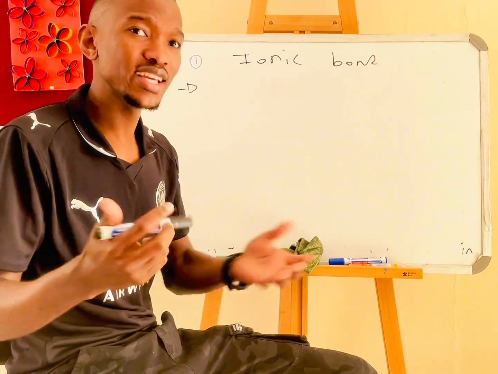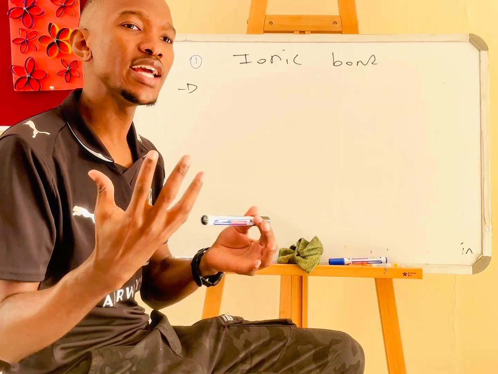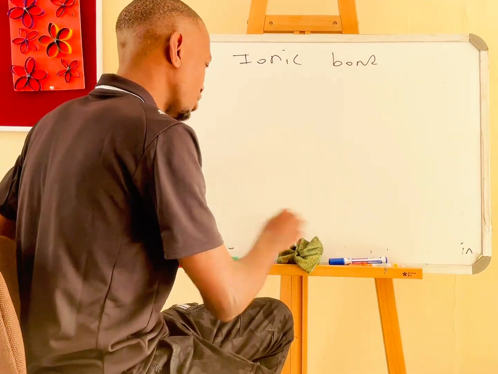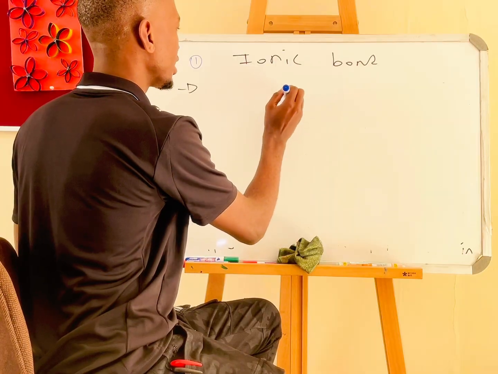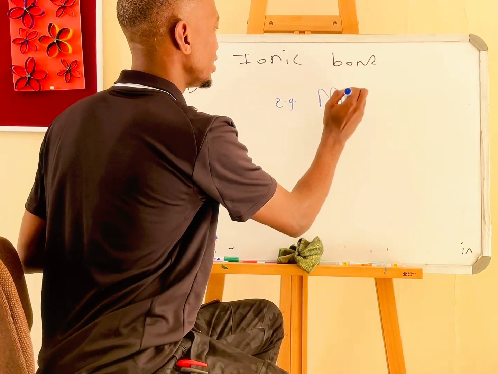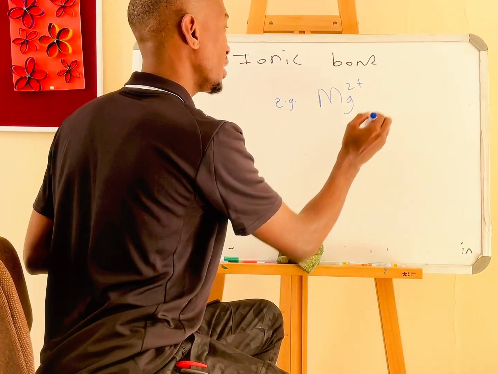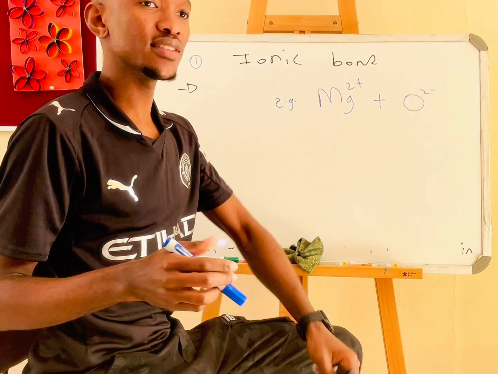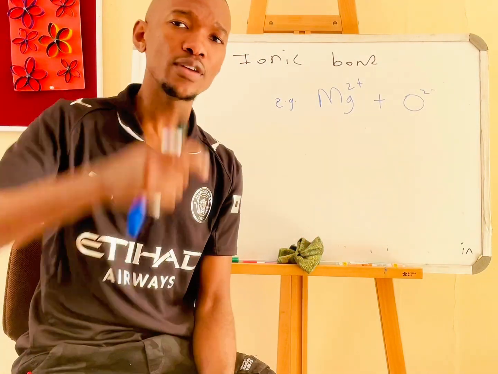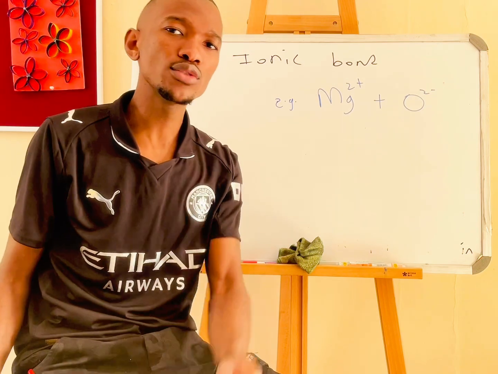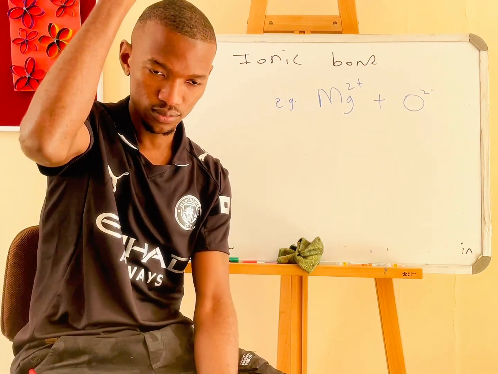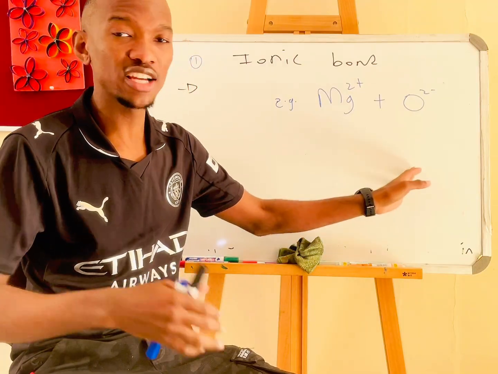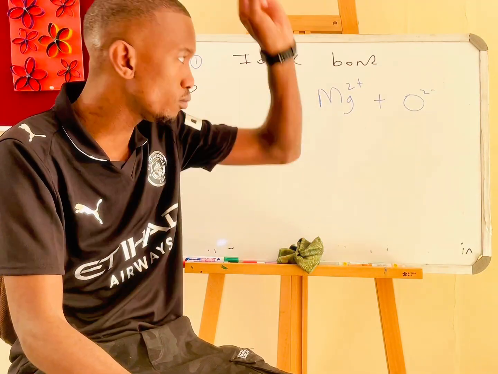Number two, what are the examples? Remember, you need to take a metal and a non-metal to make a bond. Let's do some examples. If I have magnesium 2 plus and oxygen 2 minus. Everyone who's in group 2 will have a plus charge of 2. Everyone who's in group 1 will have a plus 1. Everyone who's in group 6, like oxygen and sulfur, will have a 2 minus.